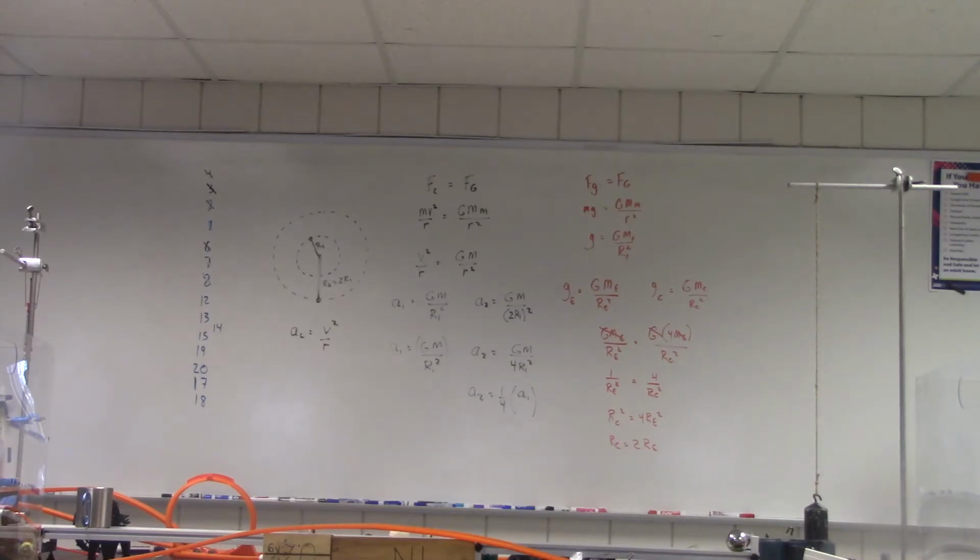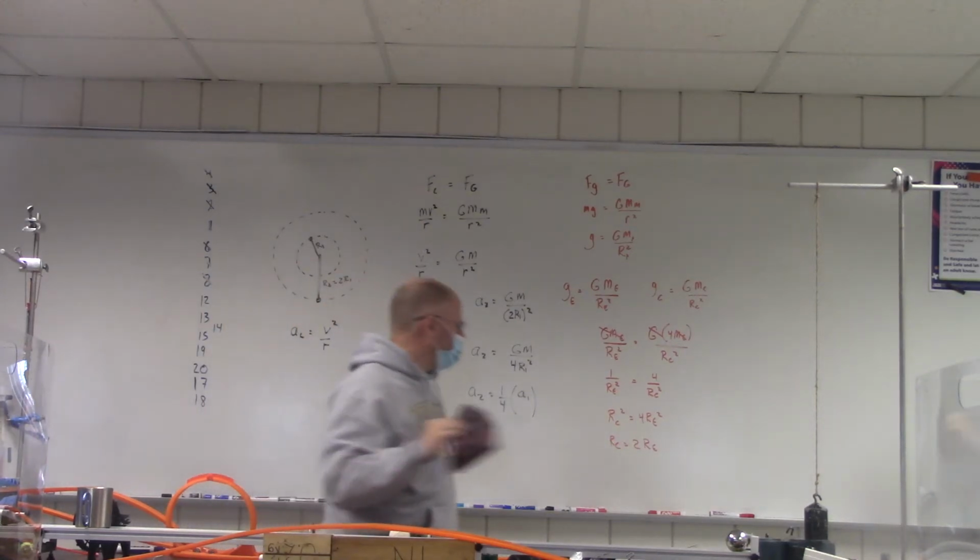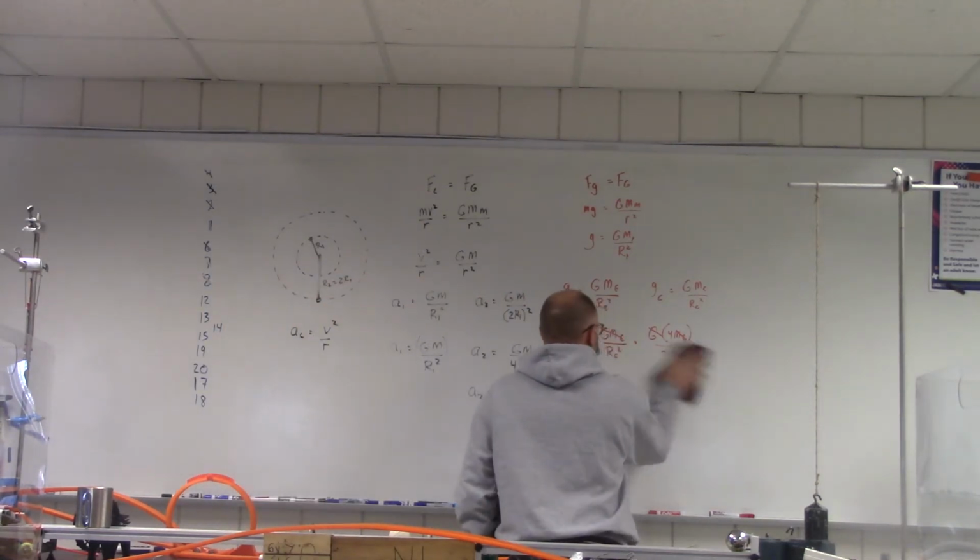The radius of the Earth is probably 6,000 kilometers. The acceleration of an astronaut in a perfectly circular orbit 300 kilometers above the Earth would most nearly be. This is a use your brain question, not a calculate question.